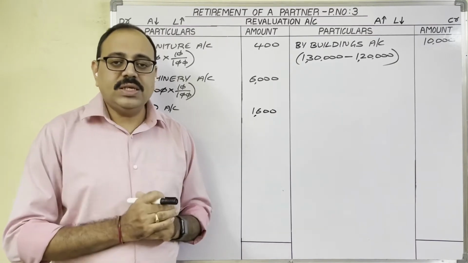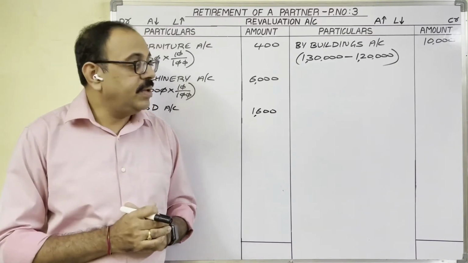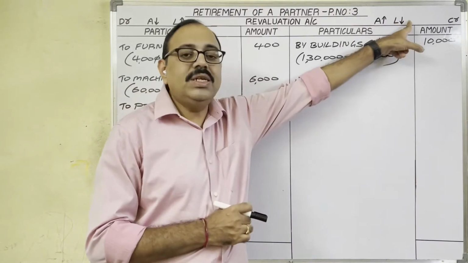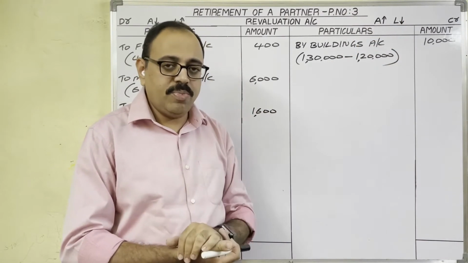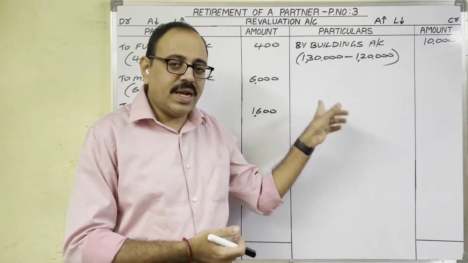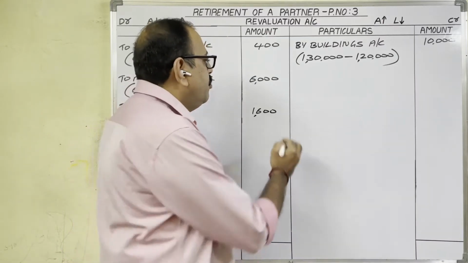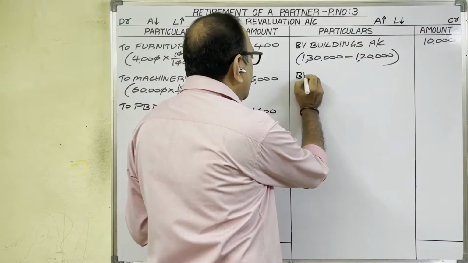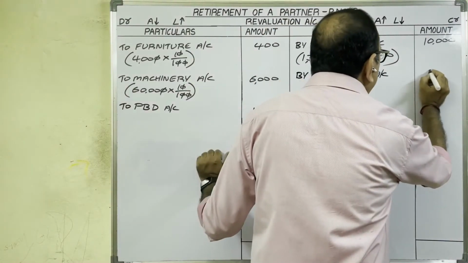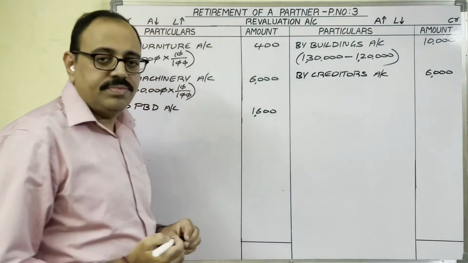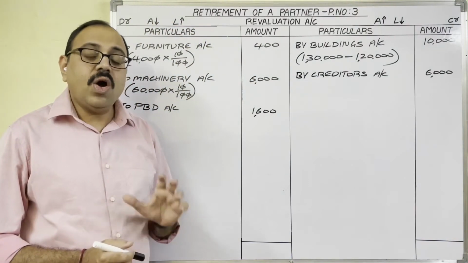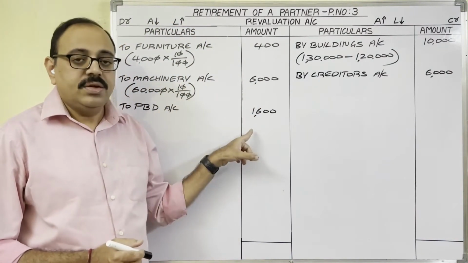Creditor value is decreased. Creditor is a liability. Liability value is decreasing. It is profit because 6,000 we need not to pay. So profits on credit side we should show now by creditors account. No need of any calculations. 6,000 directly in outer column. Revaluation account related, all adjustments are completed.